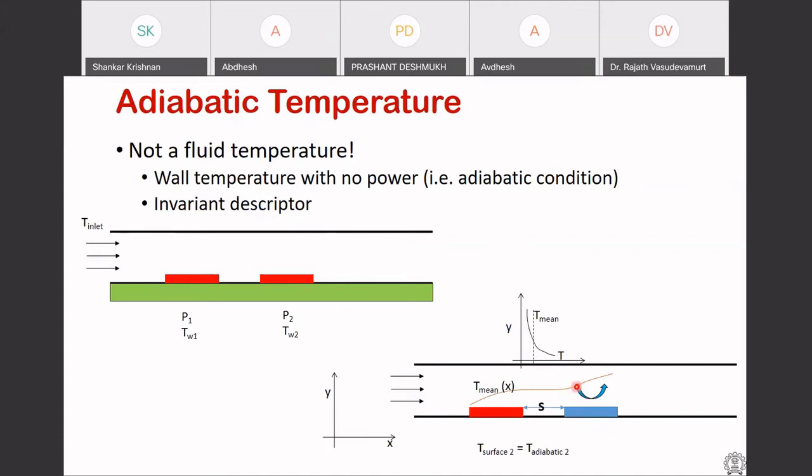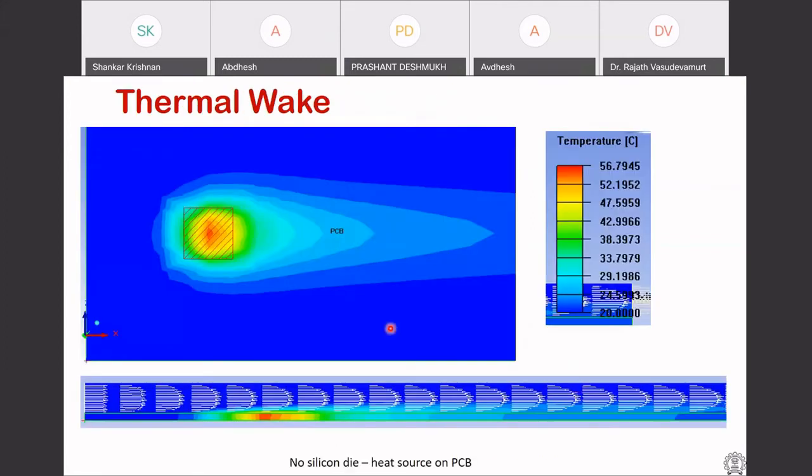So let's look at it in some detail. This is often called a thermal wake. What I'm showing is the top and the bottom view, or the cross-sectional view. So I come in at some uniform velocity, and there is one heat source on the PCB, and the heat source is within this.